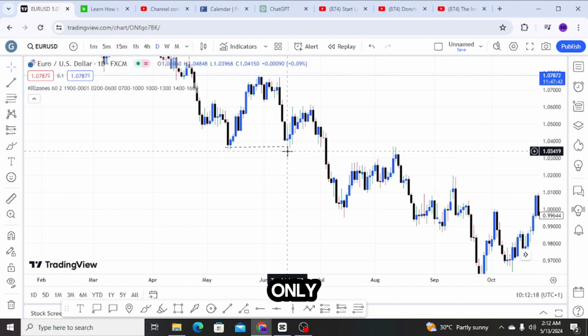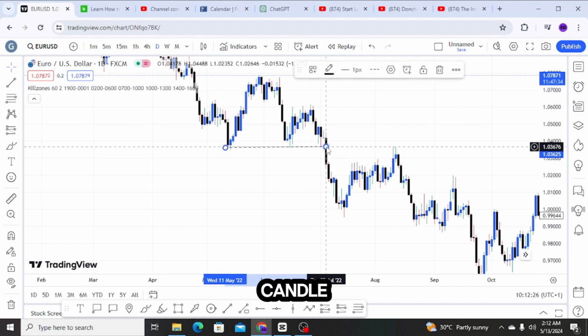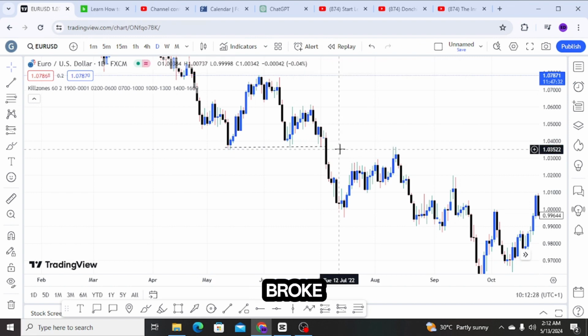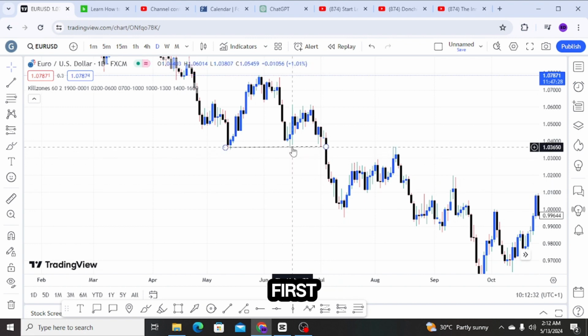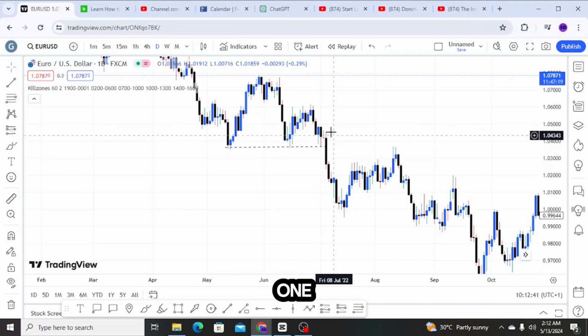The only way the market breaks is when it comes to this next candle down here, this bearish candle. That is when the market broke to the downside. Do you understand? But this first one is not a break of structure, because it closes with a wick. So this one is the one that is valid.